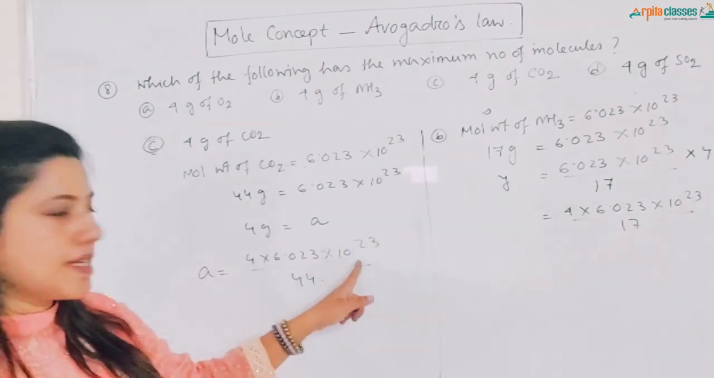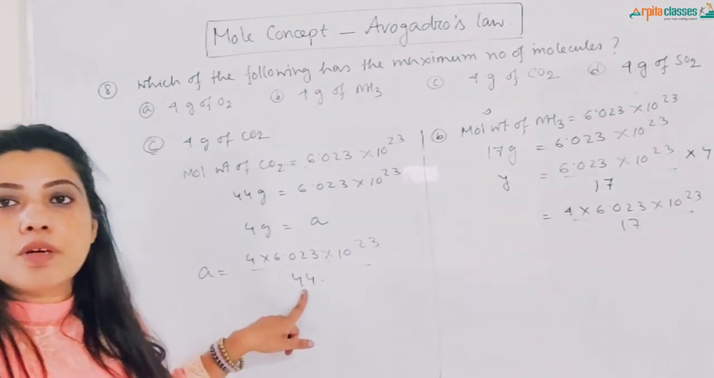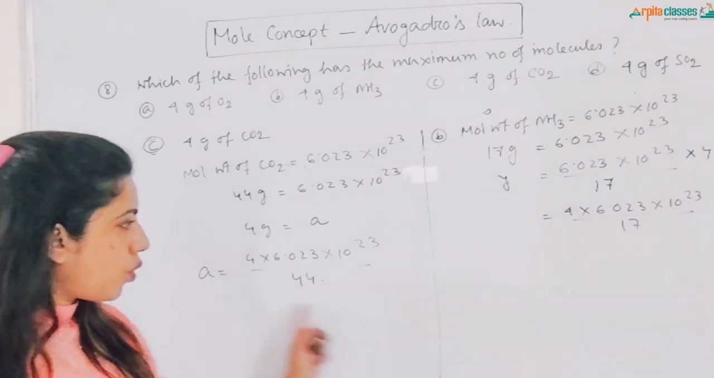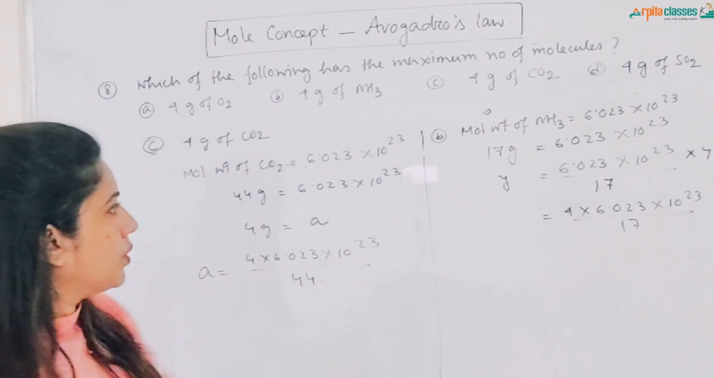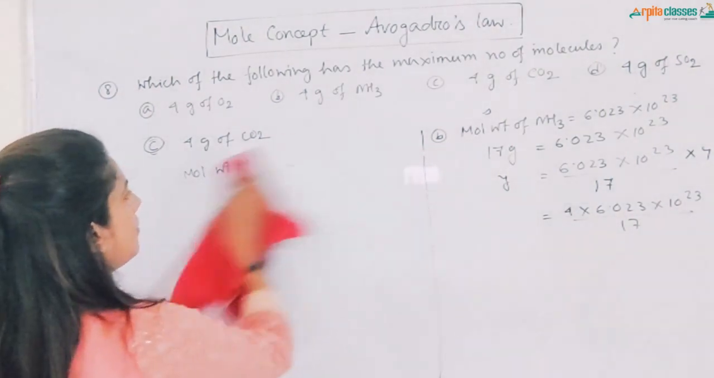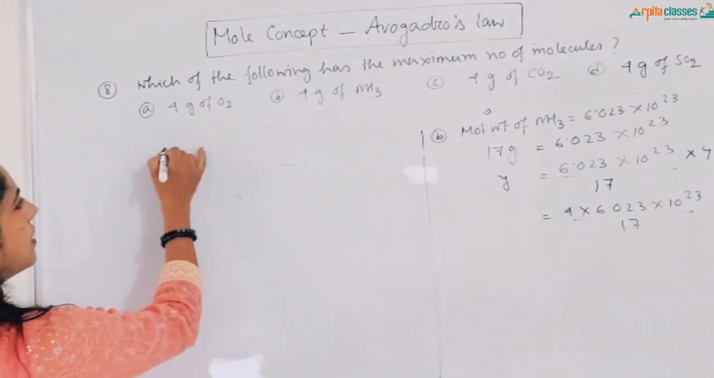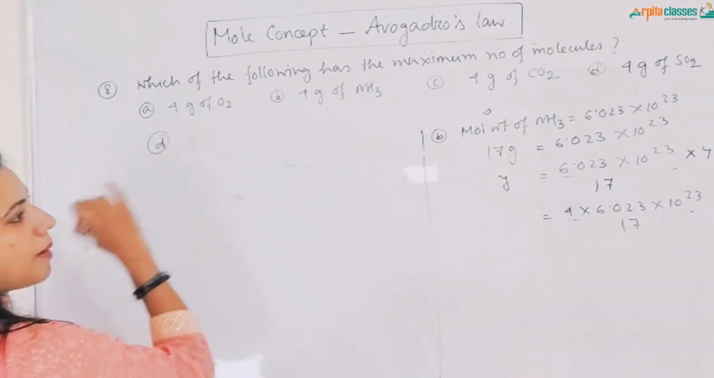Now again you can compare between these two. You can see the numerators are same, but again the denominator is more. So definitely this overall number will be less, and the other one has more number of molecules. So we'll rub this and we'll do the last part, that is D, which is 4 gram of sulfur dioxide.